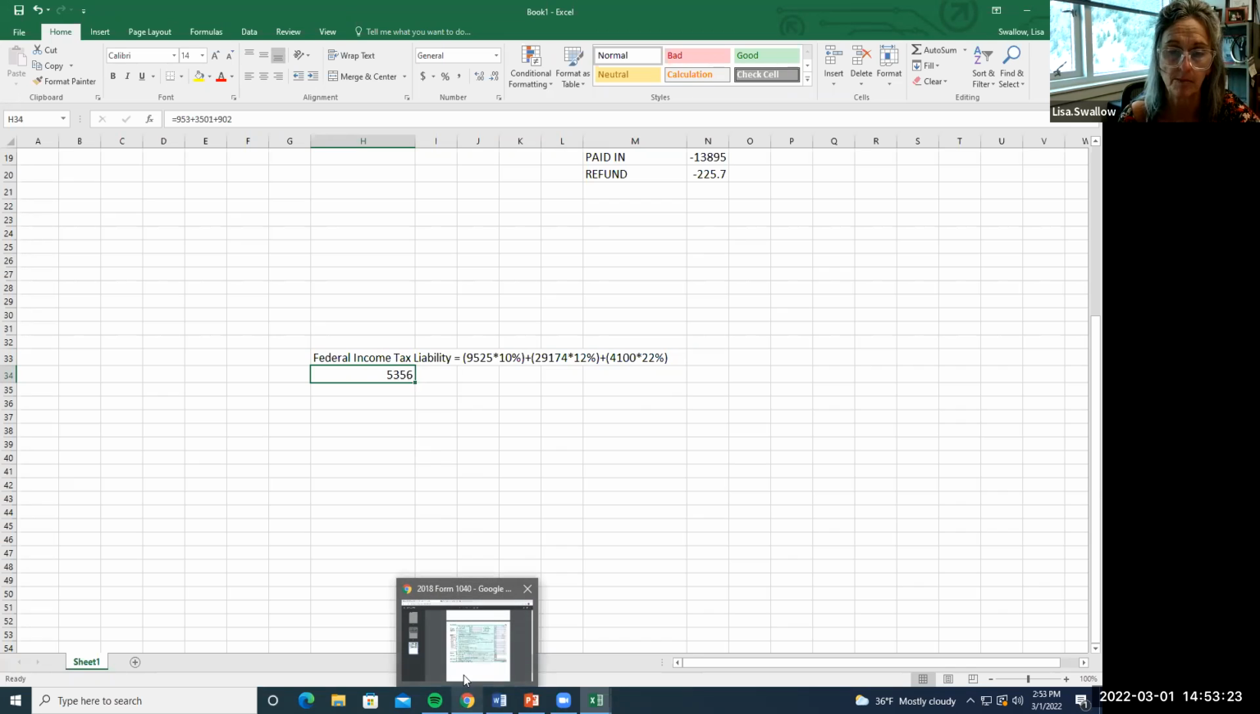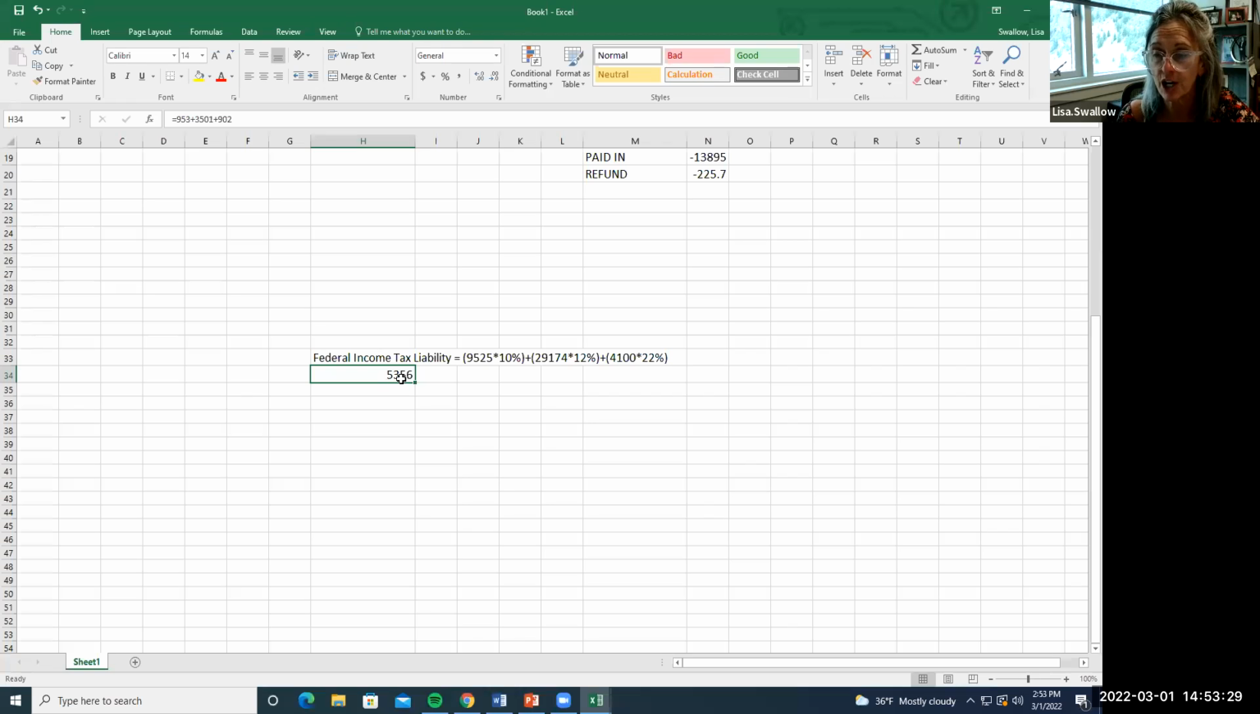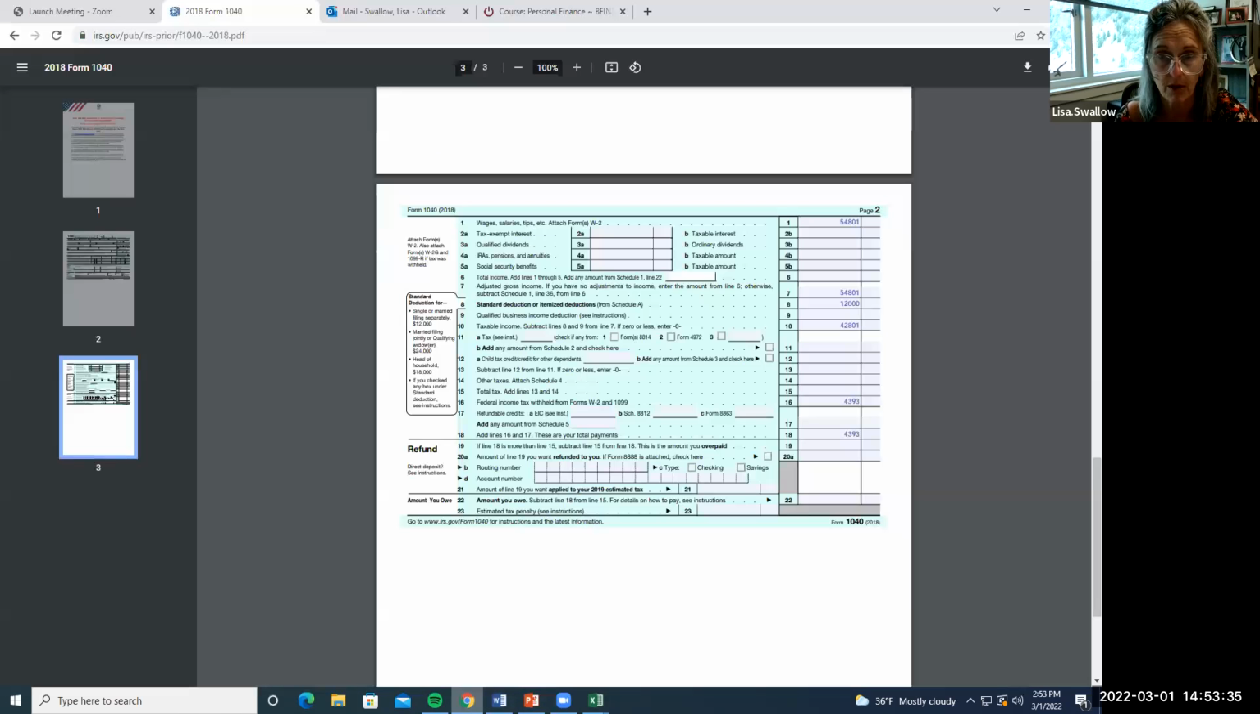So is this the amount she's got to write a check for? No. I don't see any credits or any additional taxes. This is a very, very simple tax return.